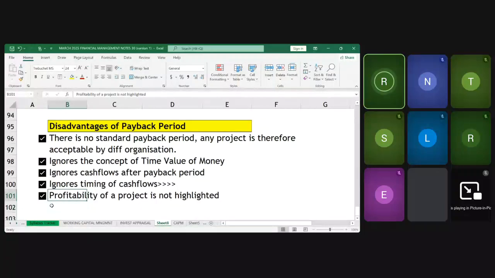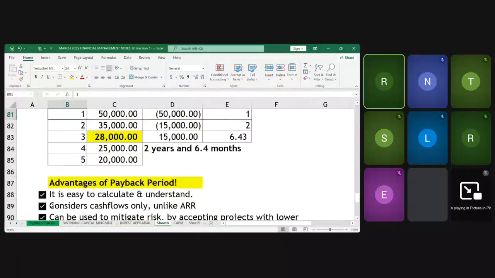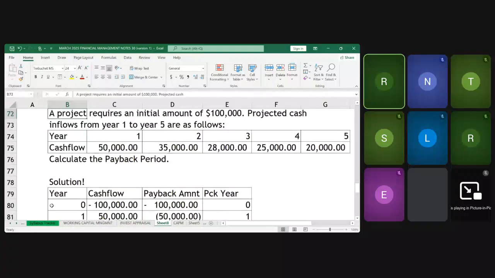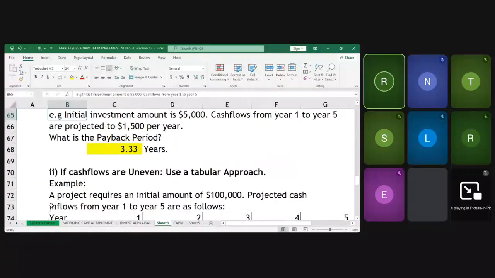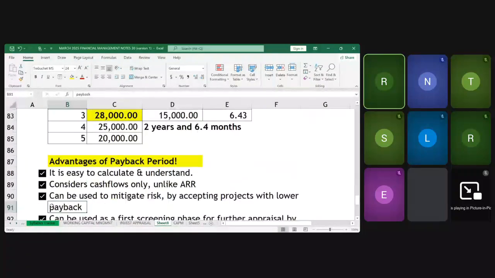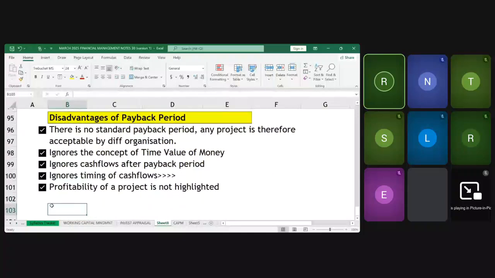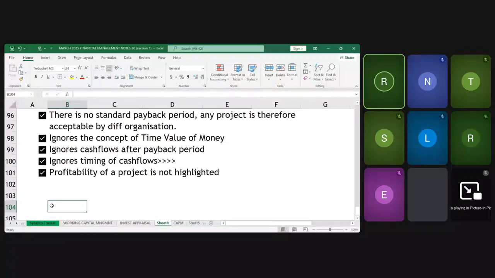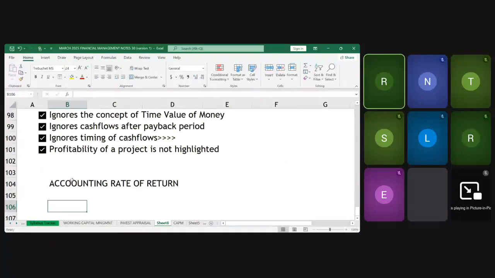Right. Here comes the end of our payback period, the first basic appraisal technique. Questions before we move on to the next? Any question before we look at accounting rate of return?